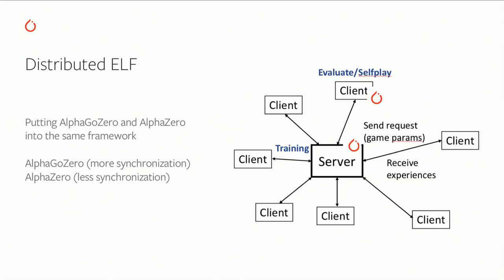And you send all the games back from the clients to the server so that the server can do this offline training. The server updates the model from time to time so that the clients can continue the self-play with the updated model. So this entire framework basically puts AlphaGo Zero and AlphaZero into the same framework, and you can basically switch between the two modes with a few switches.